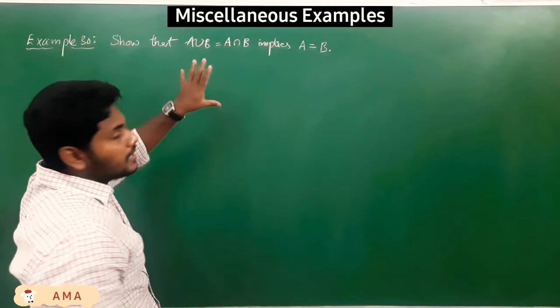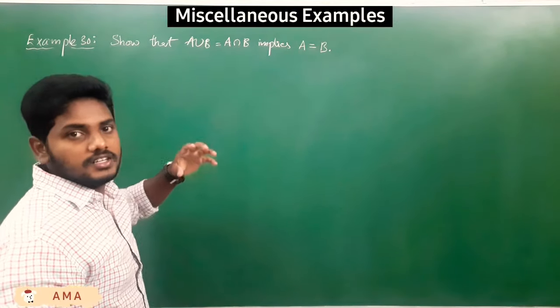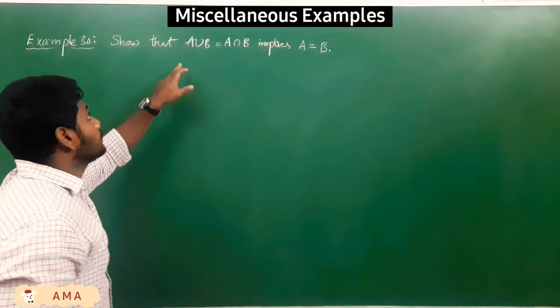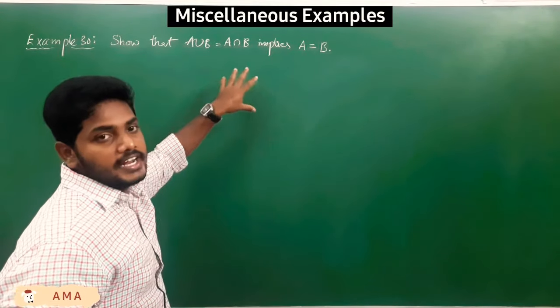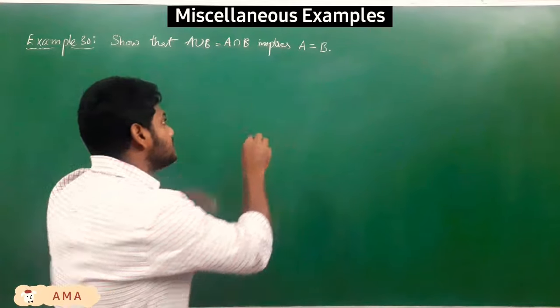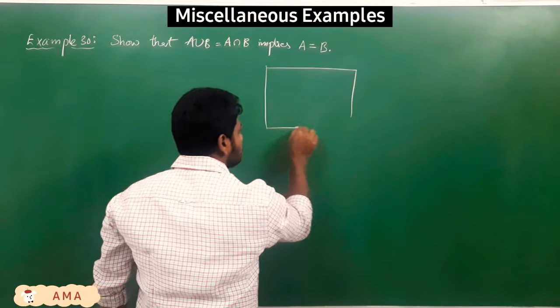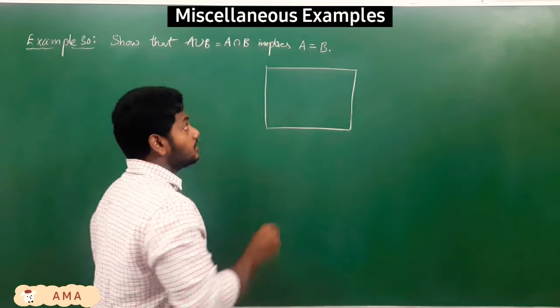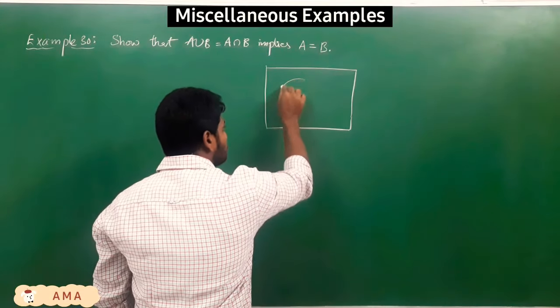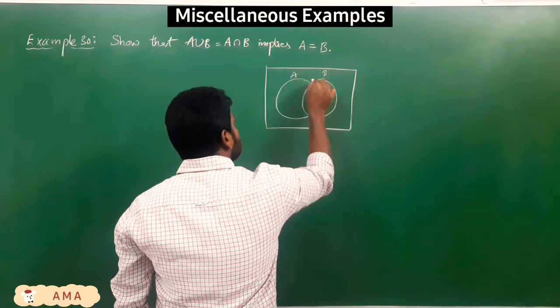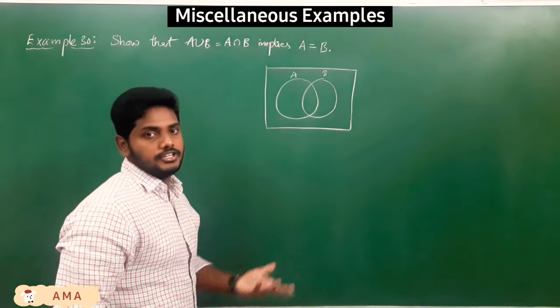So you have to imagine this. You have to feel it. You have to come into that topic of sets, then you can understand this easily. A union B is equal to A intersection B. Imagine, for example, this is a universal set. Generally, like this, these two circles we will consider as A union B.